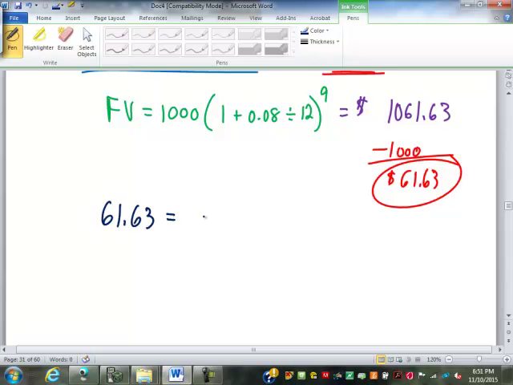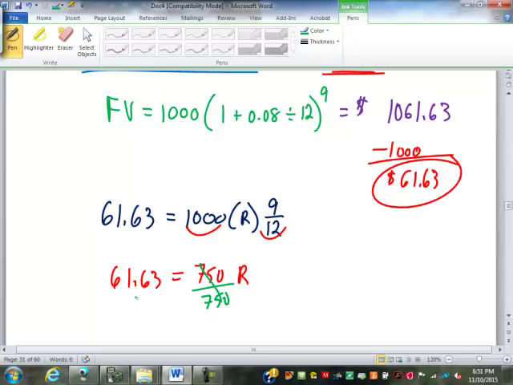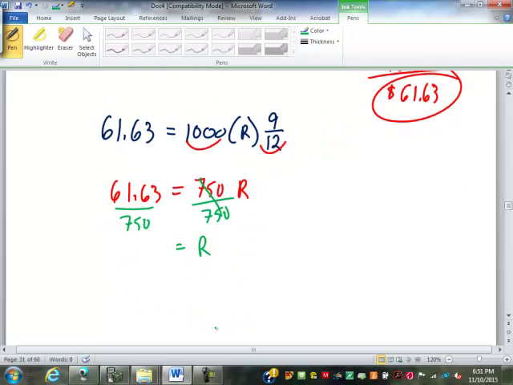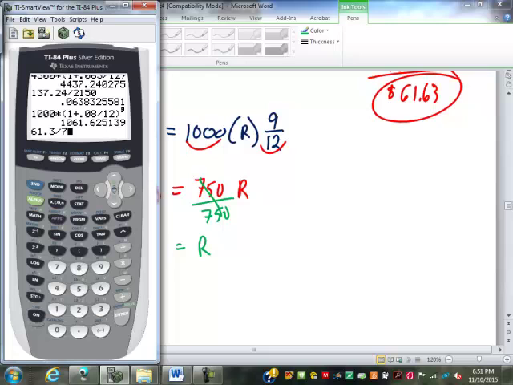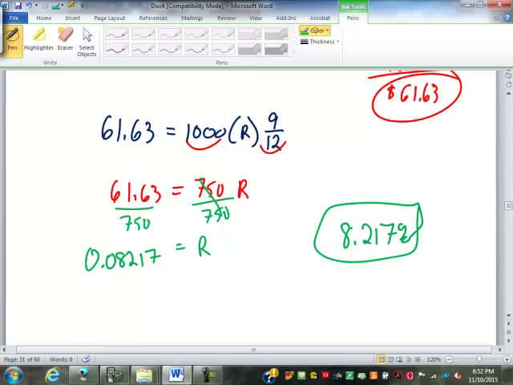So $61.63 equals $1,000 principal times my rate times 9 months, which is 9/12. I'm going to combine 1,000 and 9/12, which gives me 750. Just multiplying 1,000 times 9 divided by 12. So now we'll divide by 750. So 61.63 divided by 750 is 0.08217, or 8.217%. What do you think? So you don't even need the amount of the principal to find the effective rate.